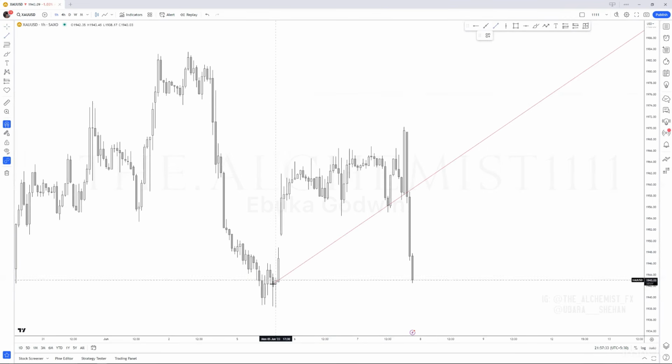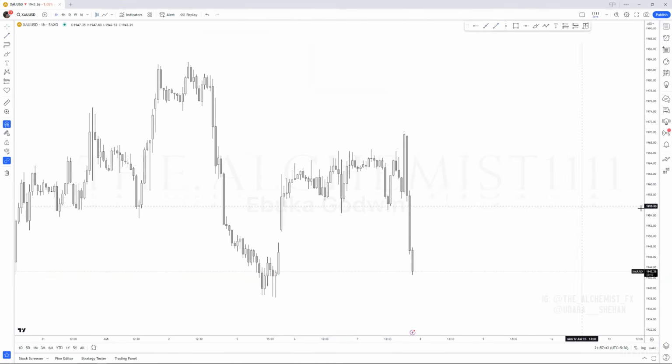I'm just using this instead of the trend line because it's more precise than drawing a trend line, which might shake and not be accurate. That is why I'm using the ray. There's no other reason, so don't think about that.